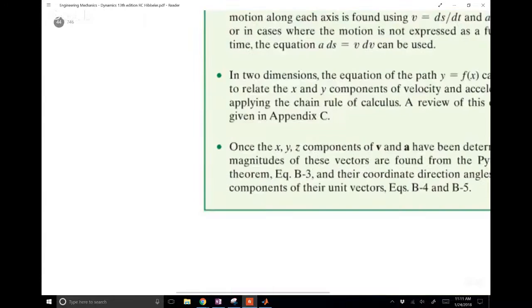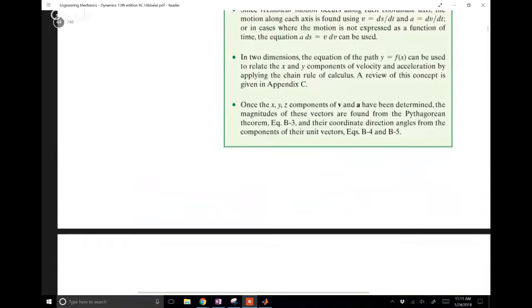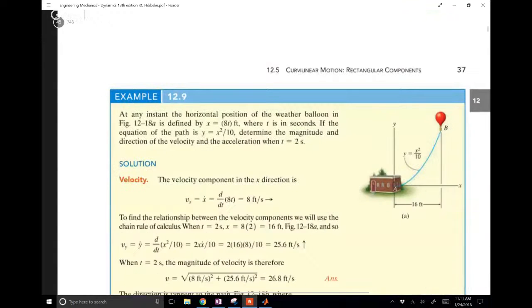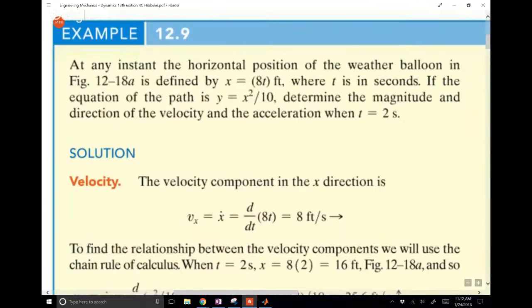You go down here, and he's already starting to give you his procedures. So here you have a particular case. He's setting x equal to 8t. Well, that's easy to take the derivative of. It just becomes 8. Then what he's doing is pulling it along a path. So you take the 8 in there, squared over 10, and you can go in and do it.